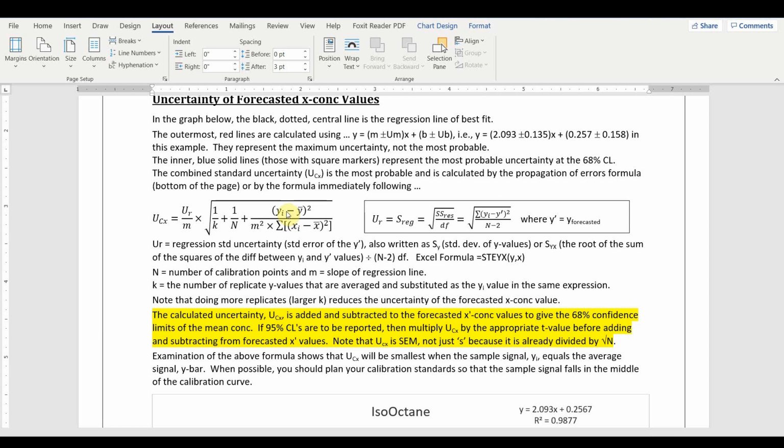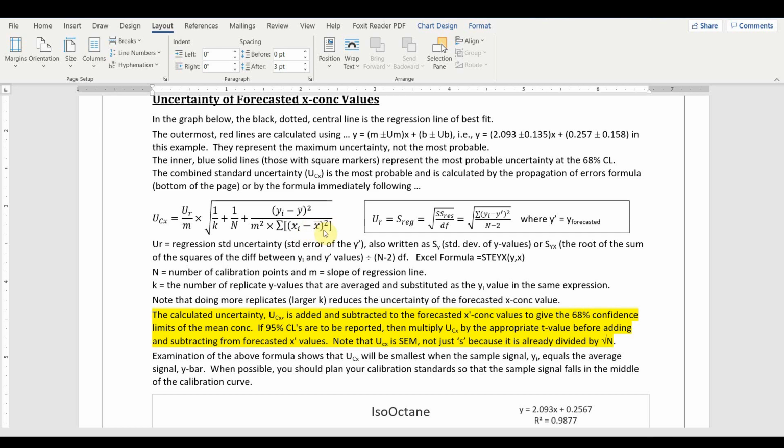Now if you did replicates, this would be the average value of the instrument responses. If it's a singular sample, then it's a singular response. Y bar is the average of your standards. The instrument response is the y values of the standards. That difference is squared, divided by the slope squared, and divided by the sum of the squares of the differences between all of the individual concentration of the standards minus the average concentration of the standards squared.